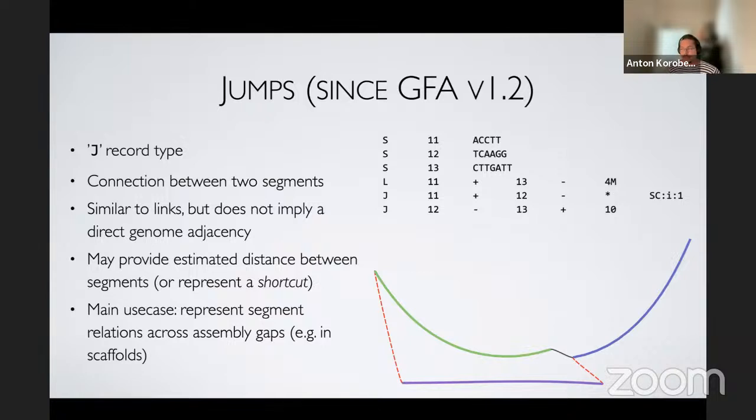As far as I know, the latest versions of assemblers can already produce assembly graphs with jumps. This includes SPAdes version 4, and I think Verkko could also produce jumps in some cases. I might be mistaken, but probably. And here is an example graph. We have just one link from segment 11 to segment 13, plus two jumps just connecting things. Again, this is just an example, not representing something real.